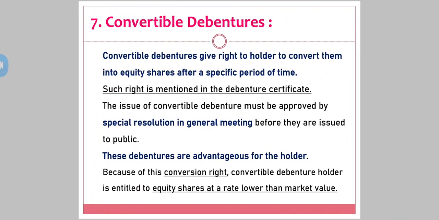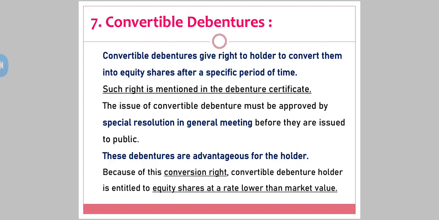The seventh one is convertible debentures. Debentures can be converted; now we are going to see into what. Convertible debentures give the debenture holder a right to convert them into equity shares after a specific period of time. Such a right is mentioned in the debenture certificate. At the time of issuing, the company will mention in the debenture certificate that after 5 years, the company is going to convert these debentures into equity shares.